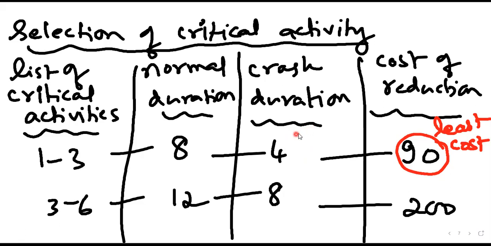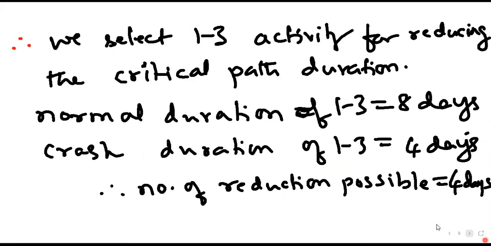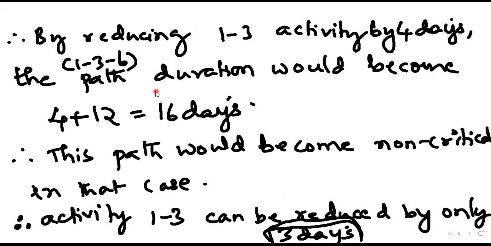So he's asking about the number of possible reduction being 4 days, and then we are taking it as 20 minus 4, 16 days, because it will become a non-critical path. So here, the possible reduction is 4 days, but we have only considered 3 days. The reason for that is, see here, if we consider 4 days as a reduction, it is the maximum possible duration by which you can reduce an activity.